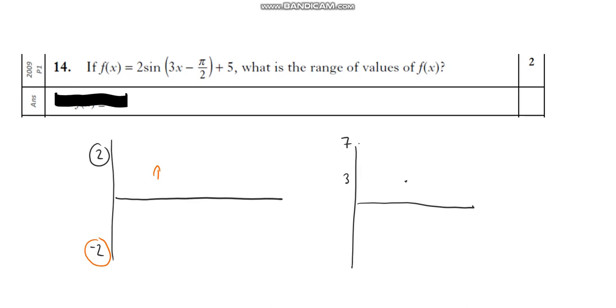whoops, I've actually drawn a cos. Why have I drawn a cos one in there? That's funny. Sorry, 2 and negative 2. That's weird. How bizarre. But now it's going between 3 and 7.